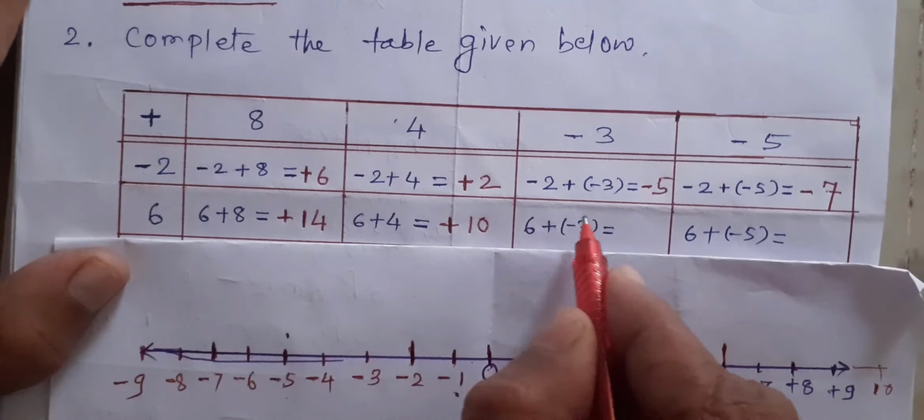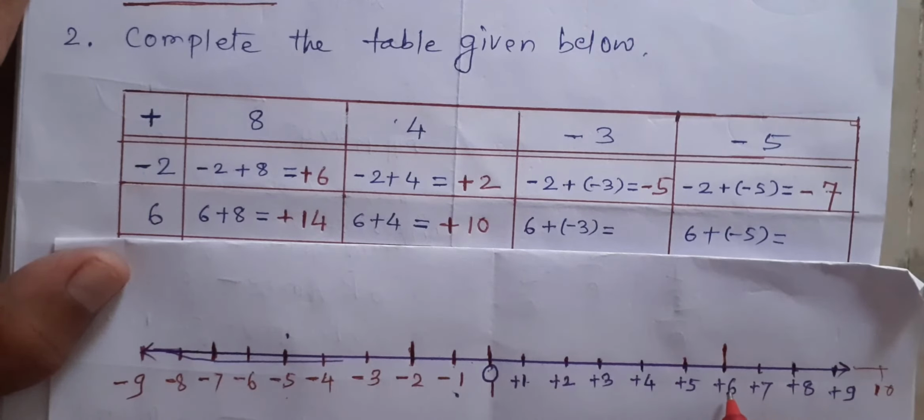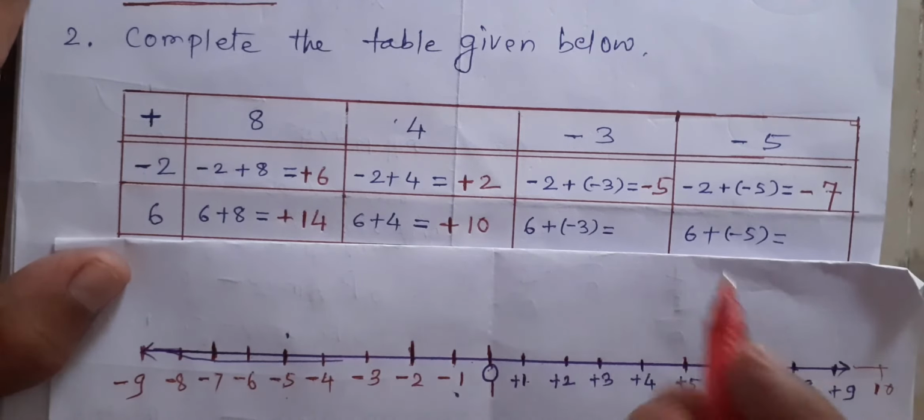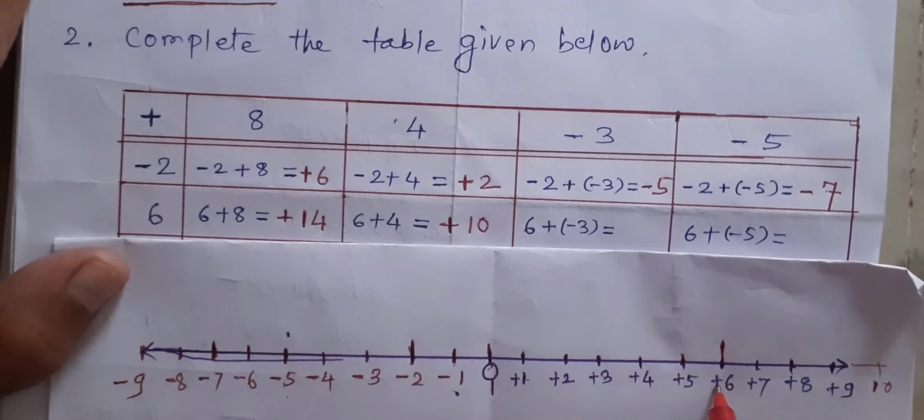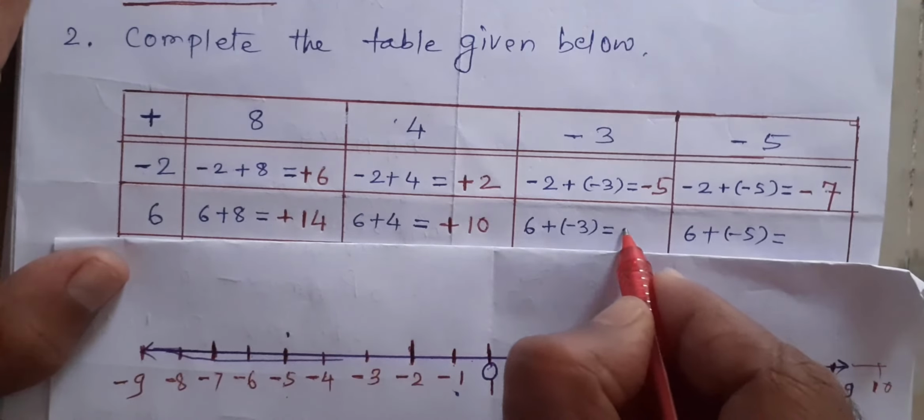Then 6 plus minus 3 now. Suppose I am here at 6 and we have to add minus 3. That's why I have to move 3 places to the left hand side. So from this 6 I am moving 3 places left, that is 1, 2 and 3. So your answer is plus 3.